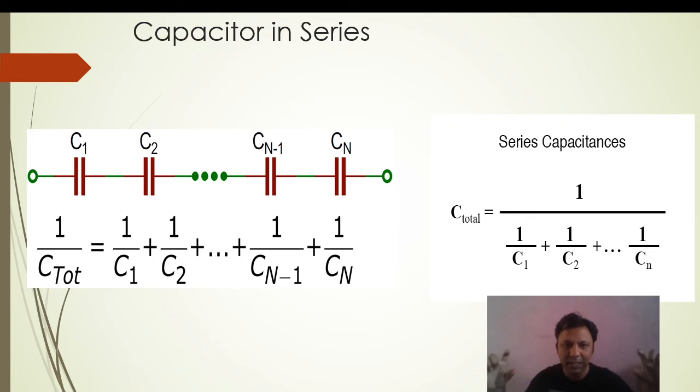When the capacitor is connected in series, you cannot use C1 plus C2 plus C3 as with resistors, but you use the parallel equation used in resistance. So when the capacitor is connected in series, the total capacitance is 1 divided by the sum of 1 upon C1 plus 1 upon C2 plus 1 upon C3 up to 1 upon Cn, when the capacitor is connected in series.